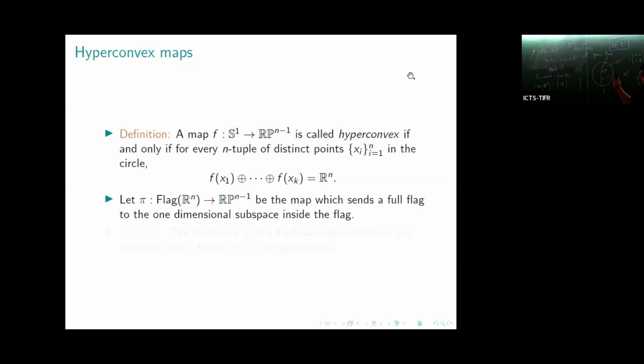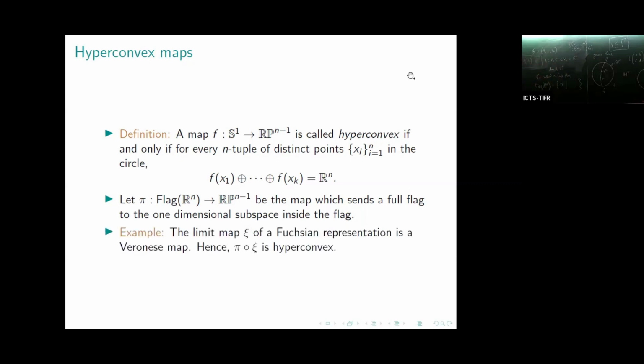And take the projection map from the flag to the first coordinate. So pi of F is V1. This is the definition of pi. Then you have that the limit map xi, which comes from Fuchsian representations, is a Veronese embedding of the circle inside RP^(n-1) because of the exact formula that I've written here. And hence, pi compose xi is hyperconvex. There is something to be checked, but I'm not checking it.